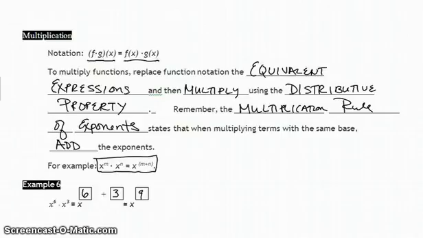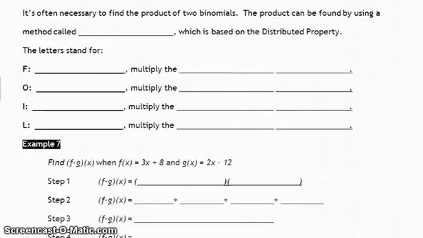Next, we're going to move on to a method of multiplication that I'm sure most of you will remember from Algebra 1. Sometimes when we're multiplying functions, it's necessary for us to find the product of two binomials, or two expressions that have two terms each. The product can be found by a method called FOIL. I'm sure most of you remember that from 9th grade algebra. And it's just based on the distributive property.